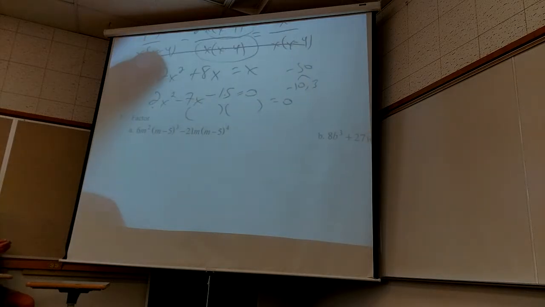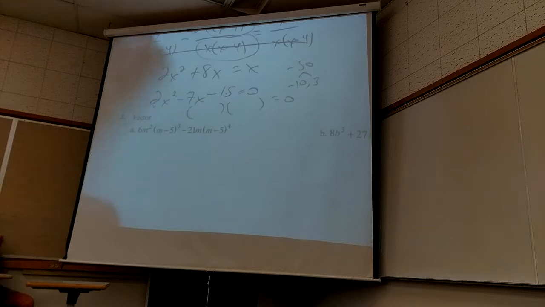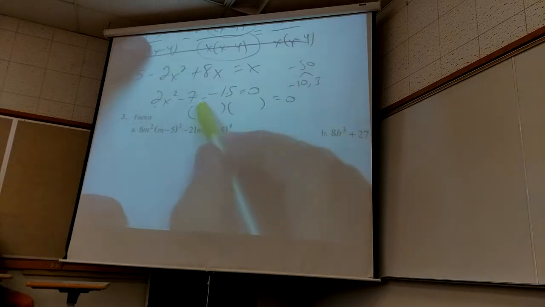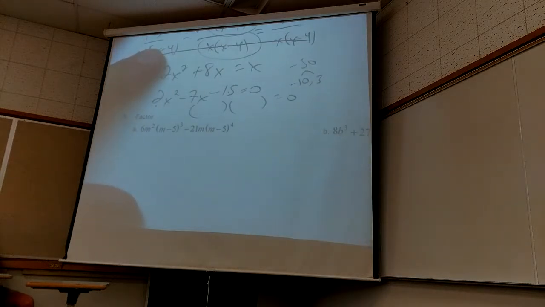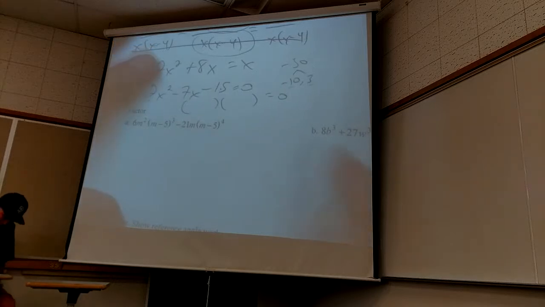Negative 10 and 3, right? Let me see if you guys get what I'm about to do. You can break the middle term up and group it. One thing I really don't want to see is divide this and do magic. You better be able to explain every step you do in a problem.